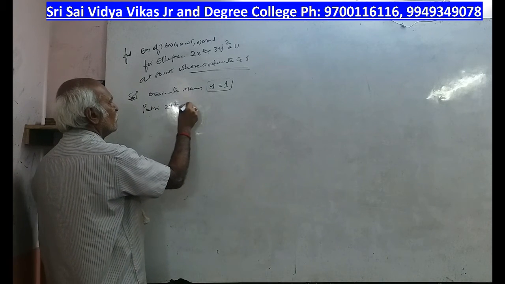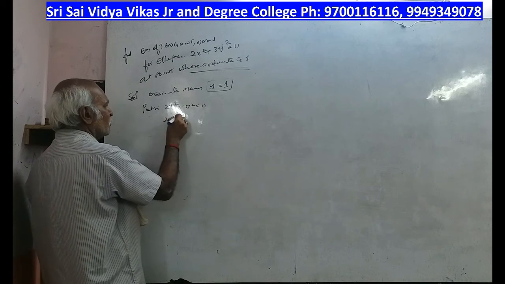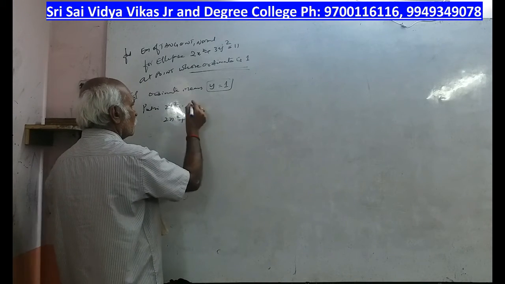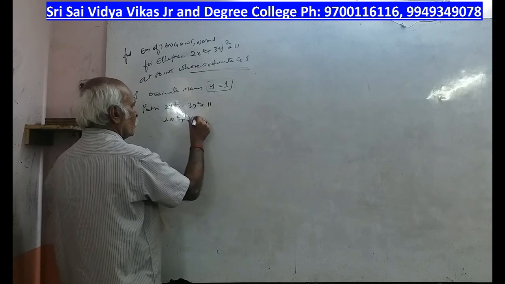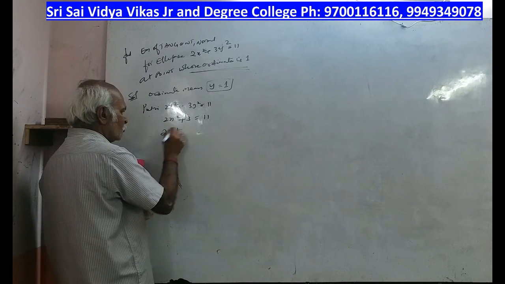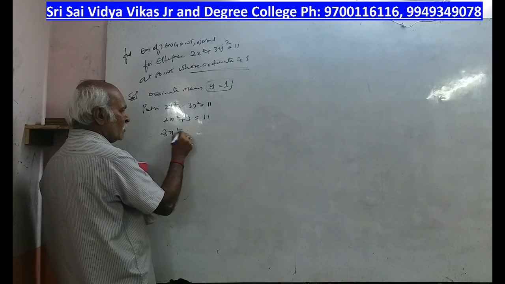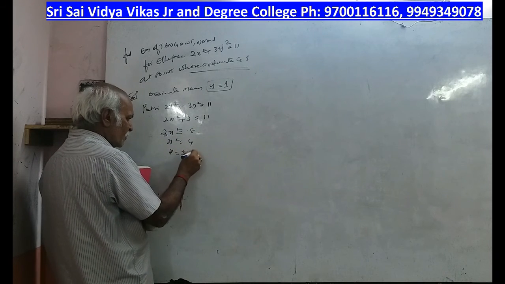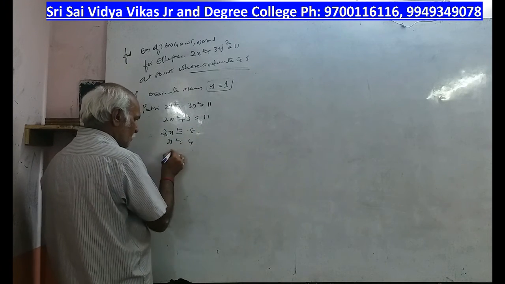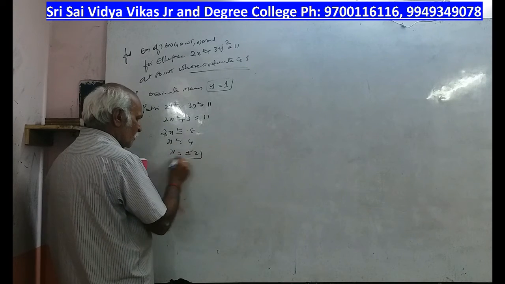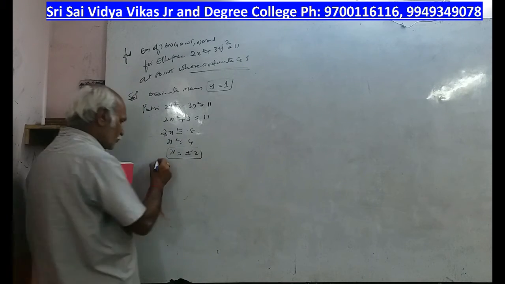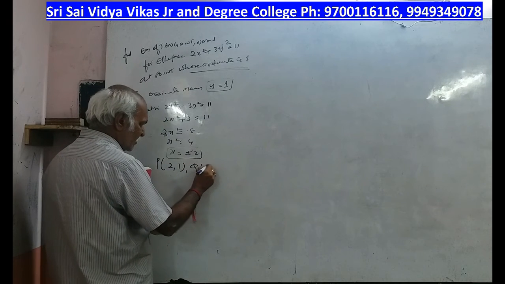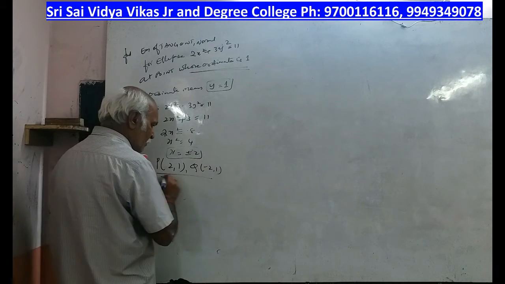2x² plus 3y² is equal to 11. 2x² plus 3 into 1² is 1. So 2x² plus 3 is equal to 11. 2x² is equal to 8. x² is equal to 4. x is equal to plus or minus 2. So we got x is equal to what? Plus or minus 2. So there will be 2 points. What is the x value? P point is 2 comma 1, and Q point is minus 2 comma 1.